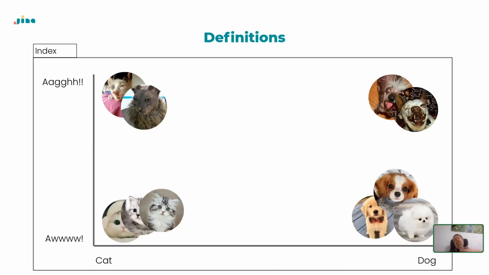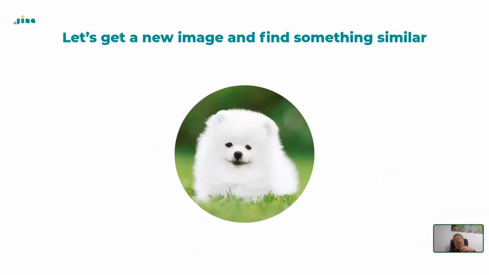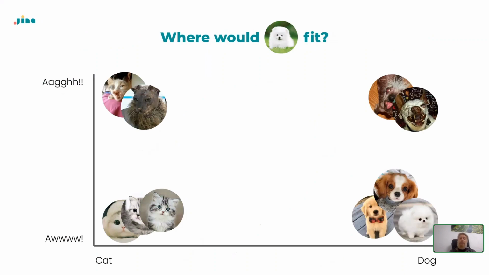All of this together, we can call it the index. And now, like I said, let's do some similarity search. We'll get a new image and find something that looks similar. And we've got this really cute, fuzzy little snowball guy here, or gal, or it's a dog. The dog can choose, I'm not going to go into that. But where would this snowball fit?